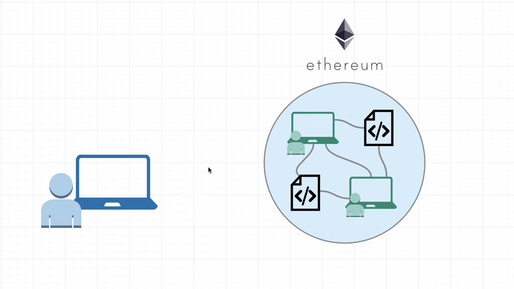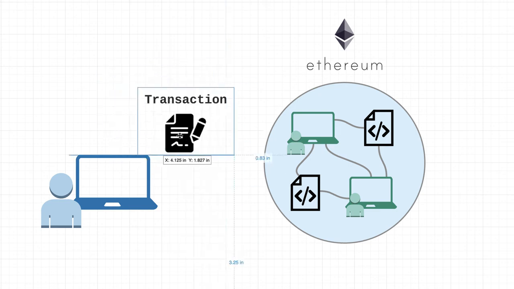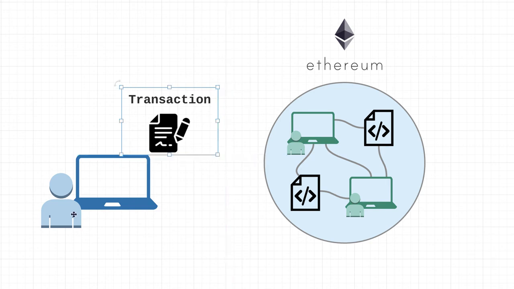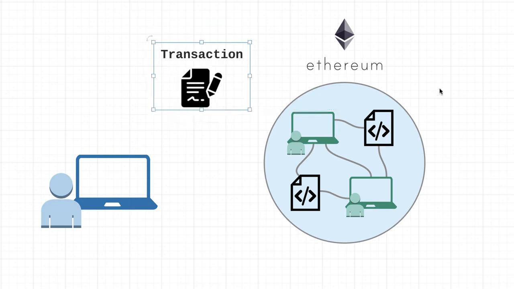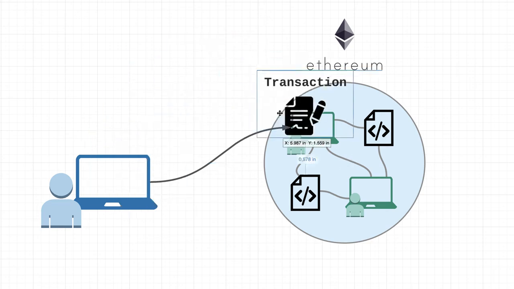Alrighty, y'all, welcome back. And in this video, we are going to be taking a deeper dive into transactions. So just to recap, a transaction is basically an instruction from an account requesting some kind of update to the state of the Ethereum network. Now, the most simple example would be a transaction requesting a transfer of Ether from one account to another.